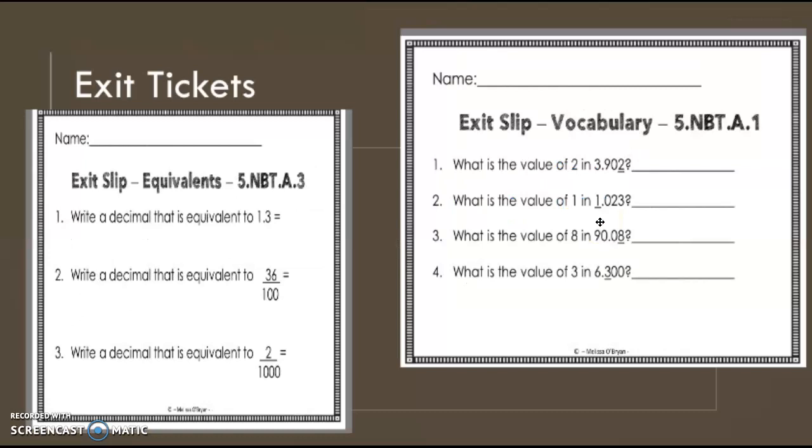And for the next one, we have equivalence. So you're going to write a decimal that is equivalent to 1.3. And for the next one, this too is another vocabulary question where I need you to tell me what these place values are.